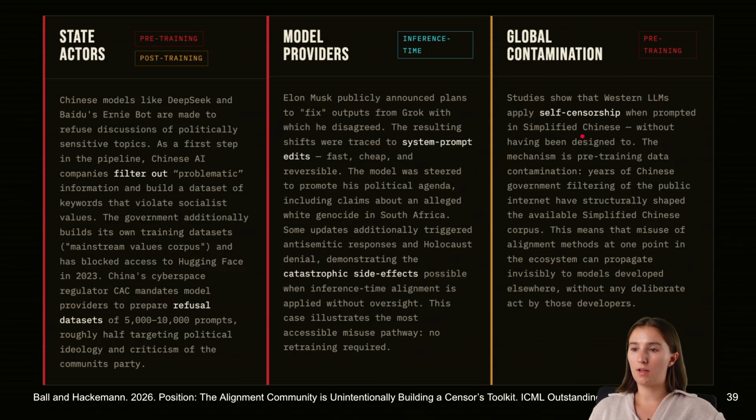So for example, when LLMs were prompted in simplified Chinese without being designed to abstain from certain topics, they were abstaining from certain discussions just because the state actors were filtering out certain topics from media. So basically it's also invisible in a way because it was never specifically done so, and it still influences the models.